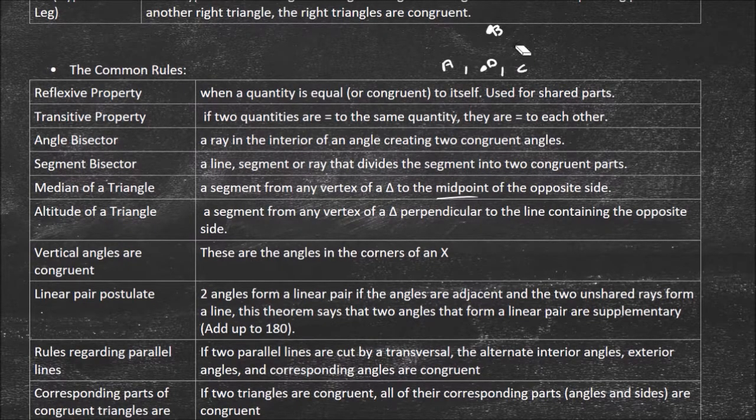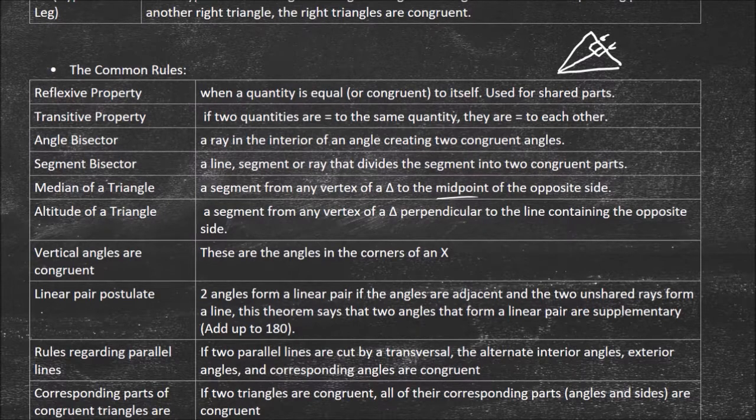Okay. So now let's think about the next one. We have the altitude of a triangle, a segment from any vertex of a triangle perpendicular to the line containing the opposite side. So perpendicular to the line containing the opposite side, let's draw a triangle again. So a segment from any vertex, so let's go from this one, and it's going to be perpendicular to the line containing the opposite side. Well, the opposite side is this, and we need to be perpendicular. Remember, what does it mean to be perpendicular? That means it creates right angles. So that helps you figure out that, okay, well, this angle must be congruent to this angle.